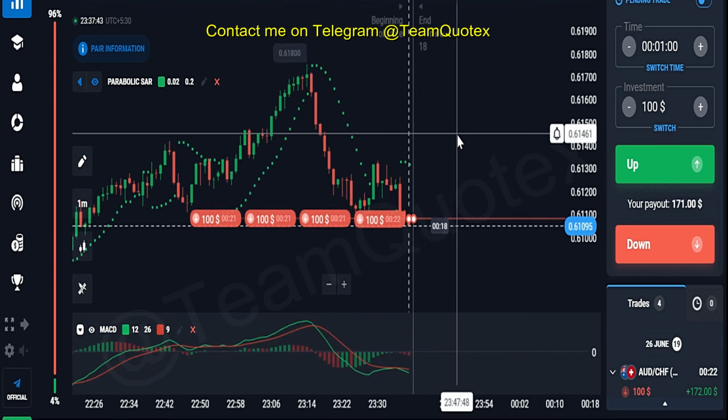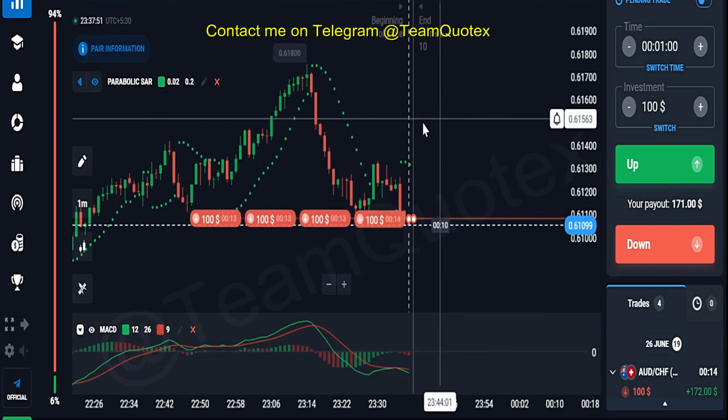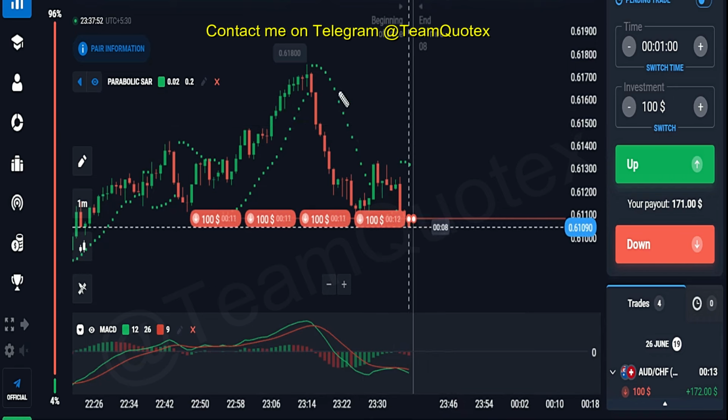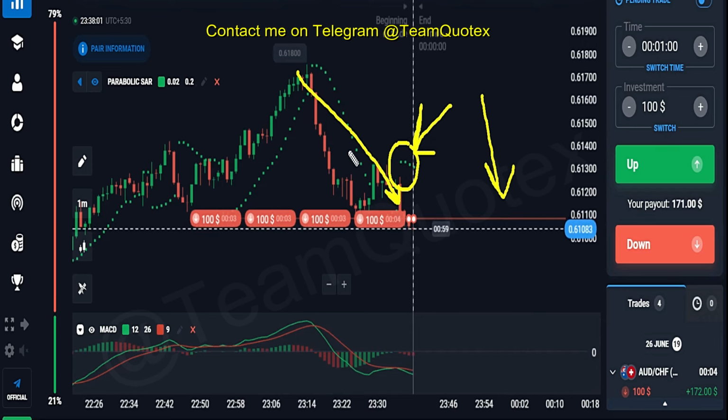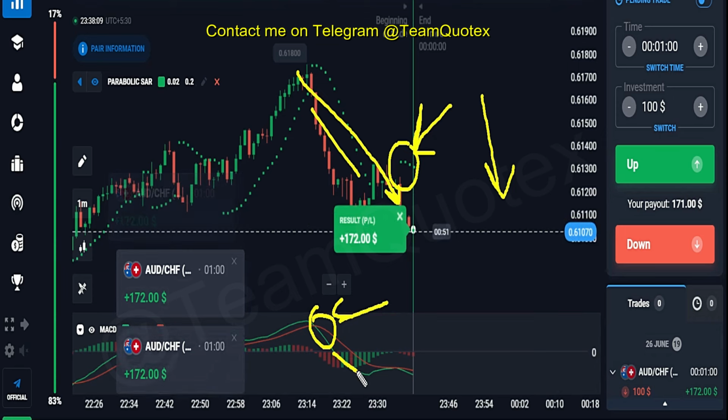Let's close this video in a few seconds, because you can see 1, 2, 3, 4 trades are going on in the down direction. And what is the reason? Market trend is in down direction. Clearly you can see parabolic is also above the price, so we are getting two confirmations from the price and parabolic. MACD crossed the signal line, and both lines are coming here.